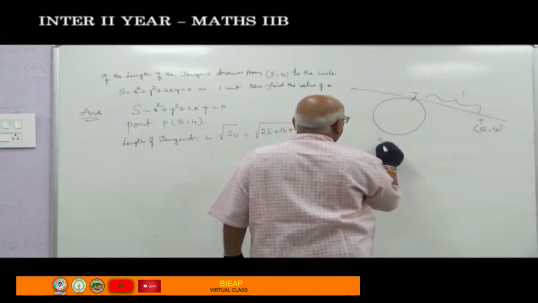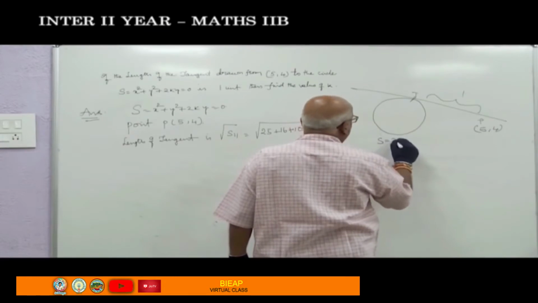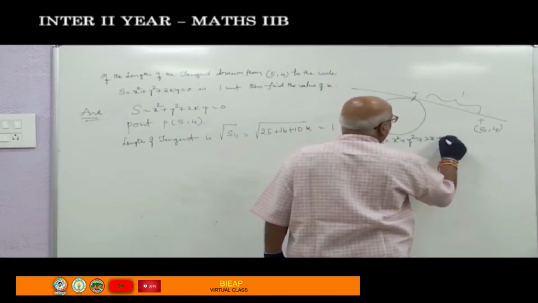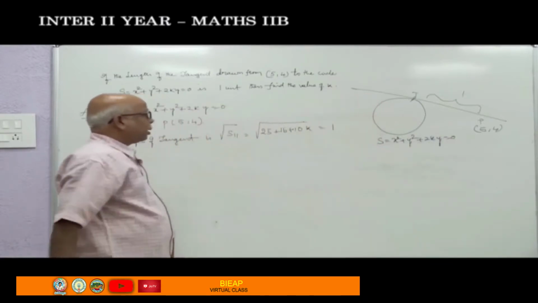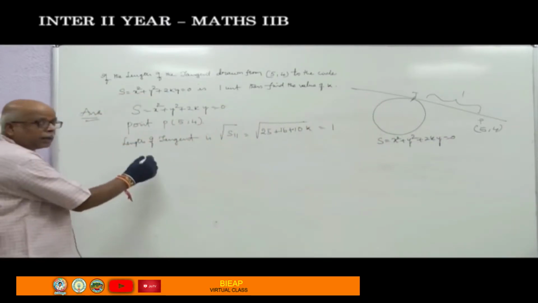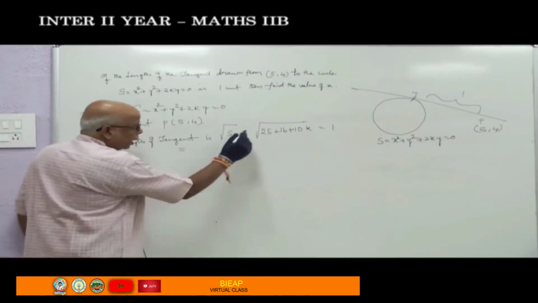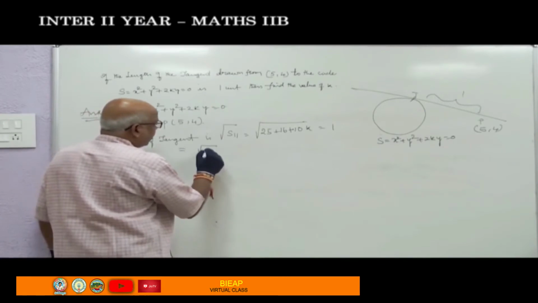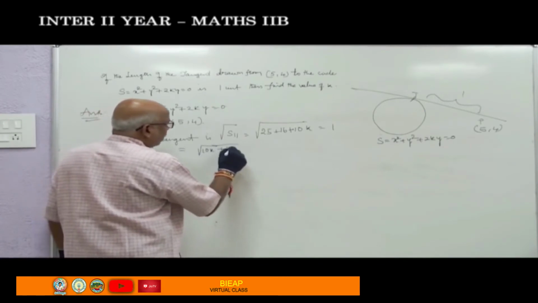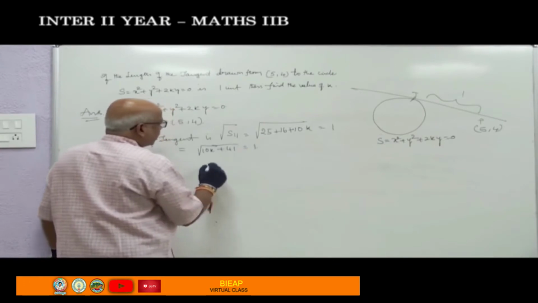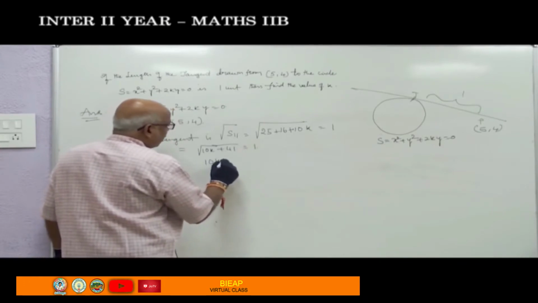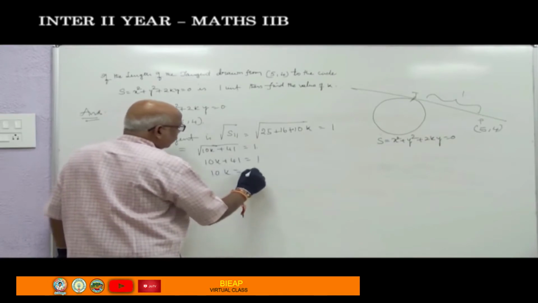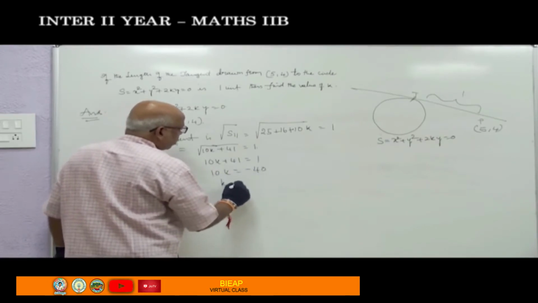And circle equation he gave. What is the circle equation? x square plus y square plus 2ky equal to 0. Then what is the value of k? Here you see, 25 plus 16 is 41, root of 10k plus 41 equal to 1. 10k plus 41 equal to 1. 10k equal to minus 40. k equal to how much?